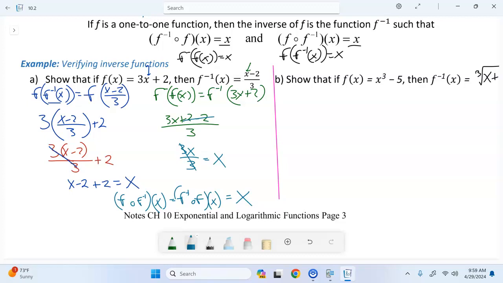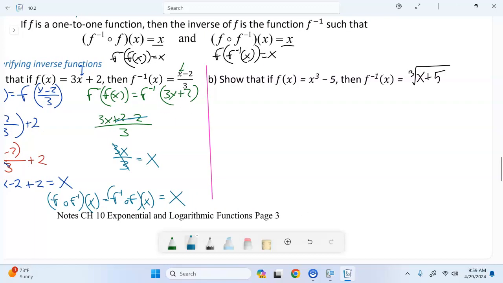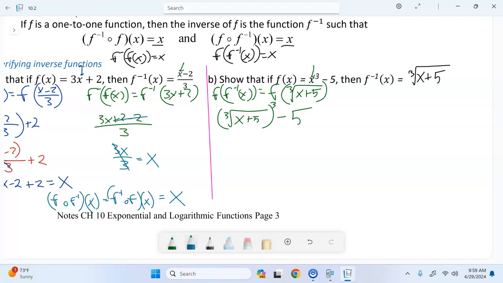Do the same thing for b. We do the composition, and we start with f of f inverse. F inverse is the cube root of x plus 5. So we want to plug that right into our original function. If I take the cube root of x plus 5 and I cube it, what happens? Leaving me with x plus 5 minus 5, which equals x.